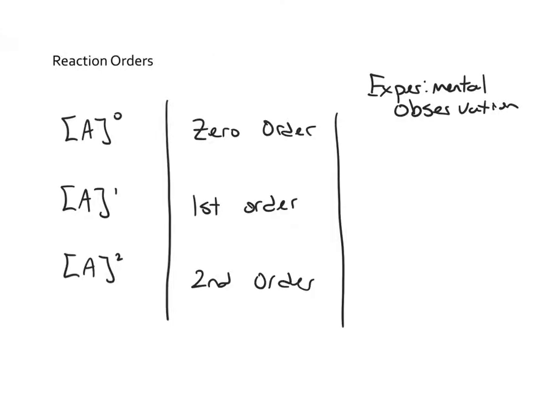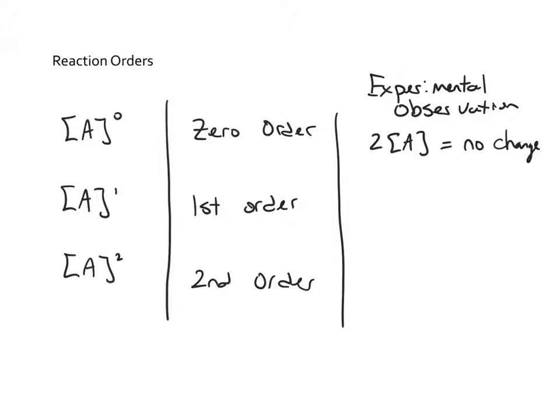Before we look at experimental data, let's talk a little bit more about what reaction orders are. This is best illustrated using a little table. The three most common reaction orders you will see are zero order, so you'll see A to the 0 power, or first order, which is A to the first power, or second order, which is A to the second power.